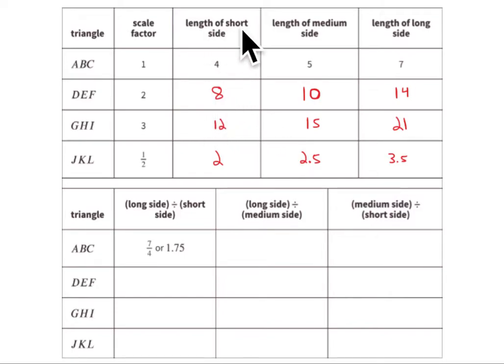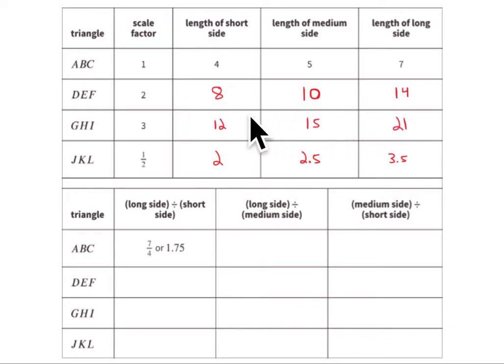So this is the length of the short side, the length of the medium side, and the length of the long side. So I just listed those lengths. Now, before we found the ratio of the corresponding side going from one triangle to another triangle. So this is a scale factor of 2. 8 divided by 4 is 2. 10 divided by 5 is 2. And 14 divided by 7 is 2. So we say the scale factor is 2, and we build that triangle.